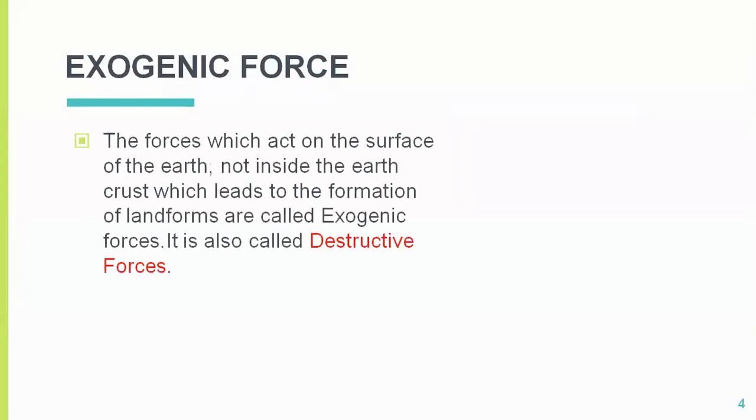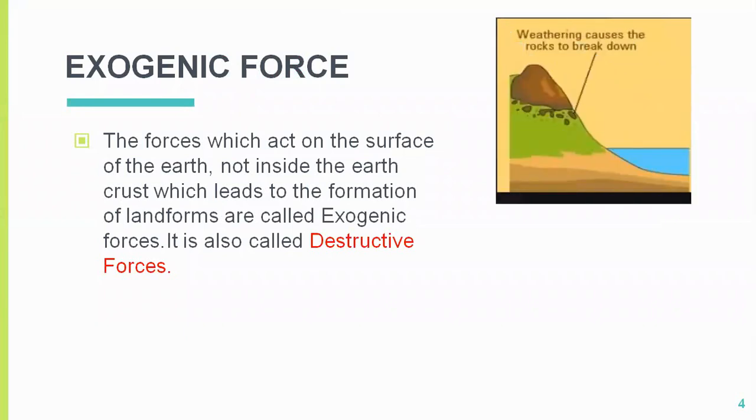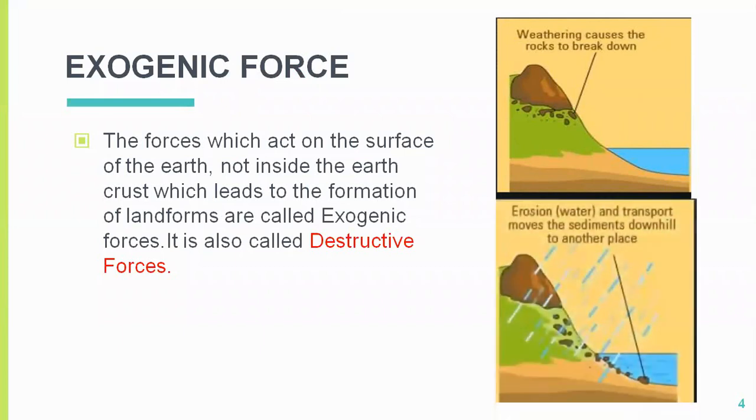Exogenic force. Exo here means outside. The force which acts on the surface of the earth, this time not from the inside. Your orogenic and epeirogenic forces were from the inside, but this exogenic force is from outside, acting on the surface of the earth and leading to the formation of landforms. Here there are two examples of exogenic force. We can say weathering of the rocks, and also erosion. So these are the two exogenic forces which work, that is weathering and erosion.